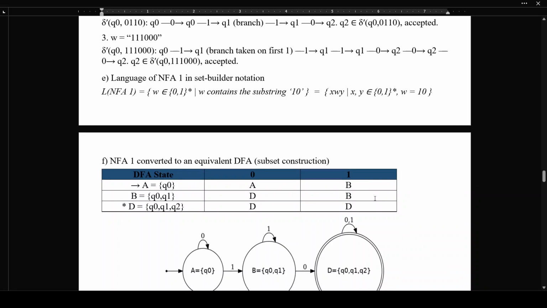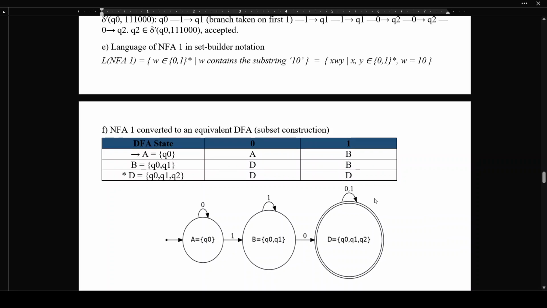Here we see NFA1 converted into an equivalent DFA. We use the subset construction to derive our DFA from our NFA. State A is the start state, q0. B maps to the second state, which is {q0, q1}. D maps to the third state, which is also an accept state, hence {q0, q1, q2}. And our subset construction brought us down to this.